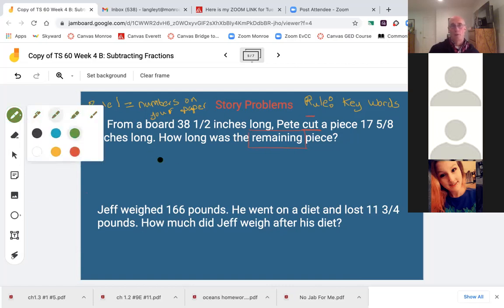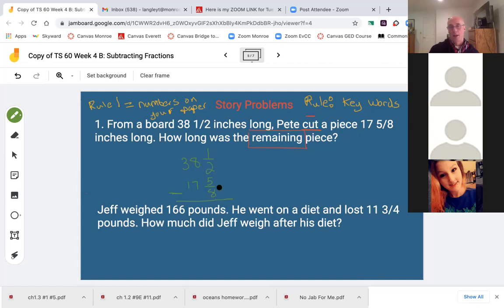So the board started off being 38.5 inches long. I'm not going to do the whole problem here, but it was 38 1/2 inches long, and cut a piece 17 5/8. And it's subtraction. We're cutting. From here, again, I would look at my fractions here and ask, is this greater than this? No, it's actually smaller. 1/2 is less than 5/8.